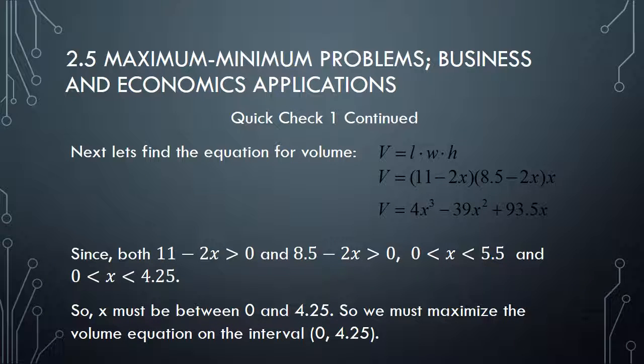So here we have our equation, and we've multiplied it all out. And then, like I just said, our sides have to be greater than 0, which means that for the 11, the side that's 11 inches, our x has to be between 0 and 5.5. But for the smaller side, it has to be between 0 and 4.25. So we need to use that smaller interval.